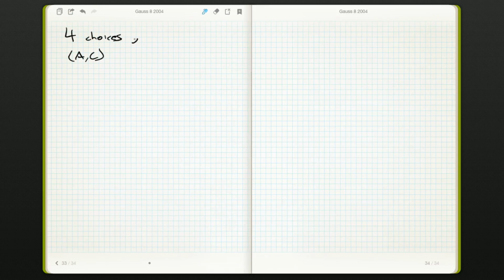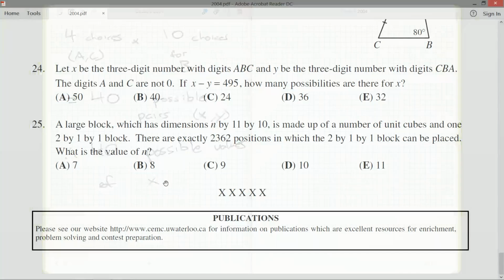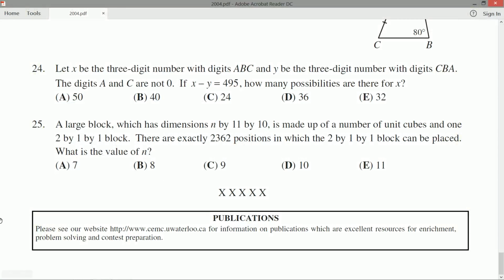Four choices for AC, and for each one of those we can assign any of the 10 choices for B, and that gives us a final answer of 40 possible pairs x and y, and each of those will give us a different x depending on what our A, B, and C are. So 40 possible values of x, and that was what we were asked for, correct? How many possibilities are there for x? Looks like we got them all.